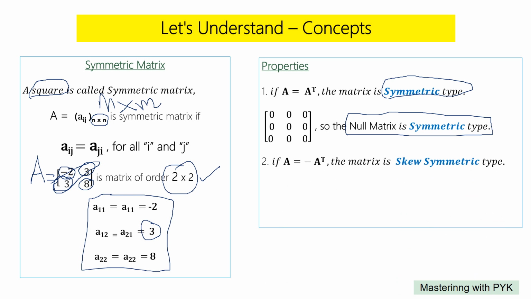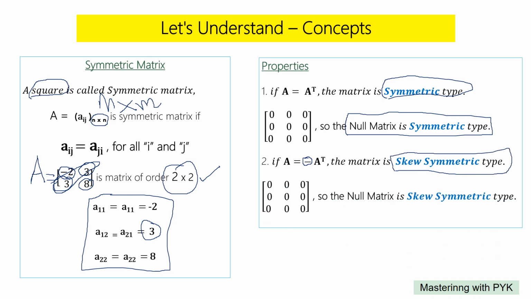If a matrix is equal to the negative of its transpose matrix, then it is called a skew symmetric matrix, right? The null matrix is also a skew symmetric matrix because here the negative sign will have no impact.